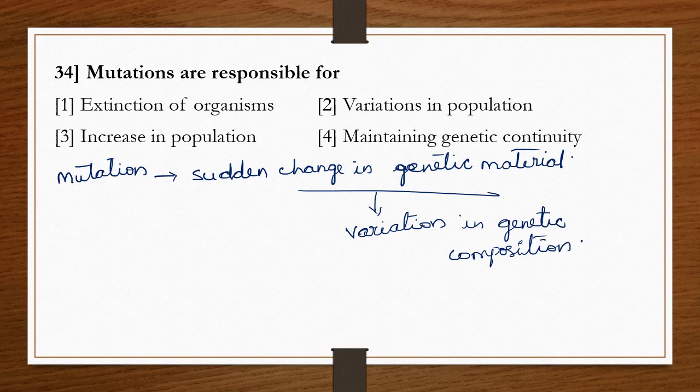So the question is: mutations are responsible for variations in the genetic composition because of changing the genetic material. So the correct answer is variations in population. Option 2 is correct.